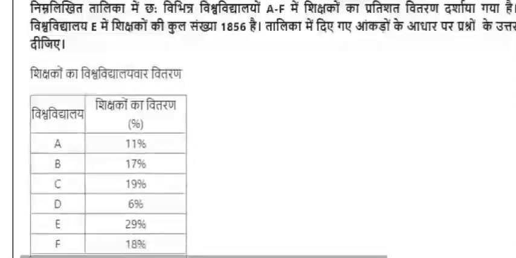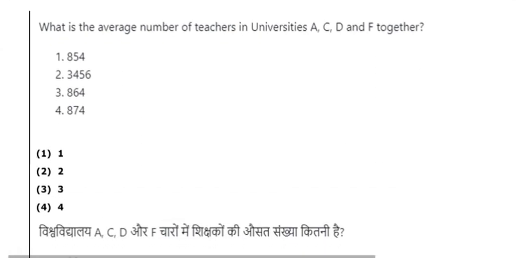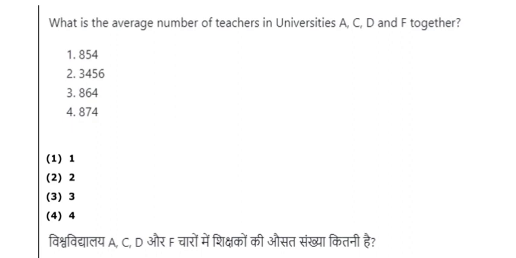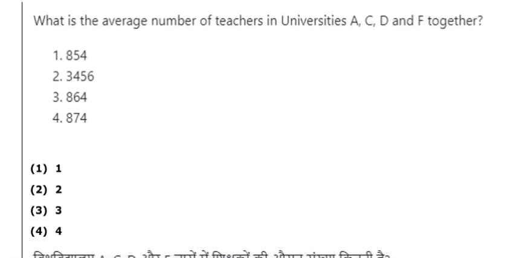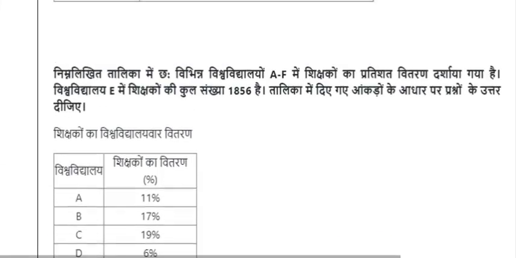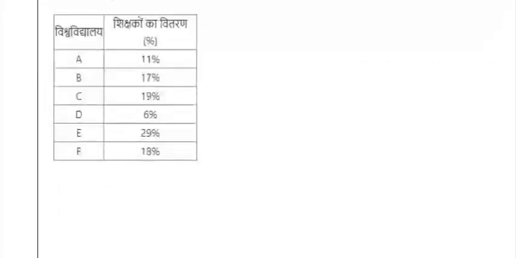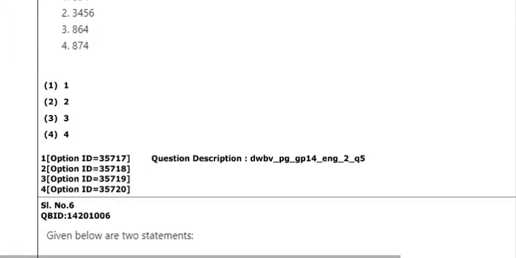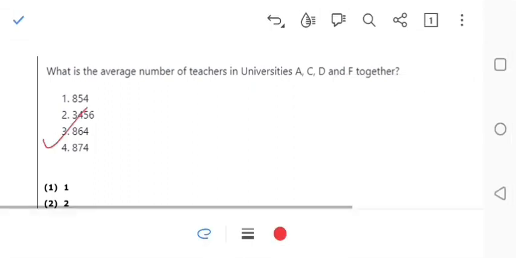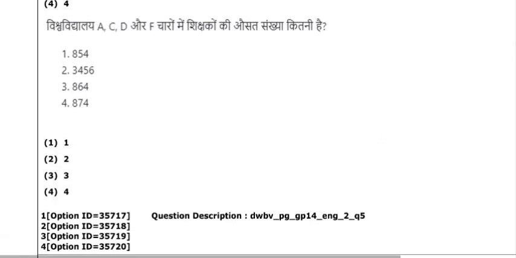Next is, what is the average number of teachers in University A, C, D, and F together? 854, 3456, 864, 874. So this is question number 5. The correct answer will be number 3, 864.